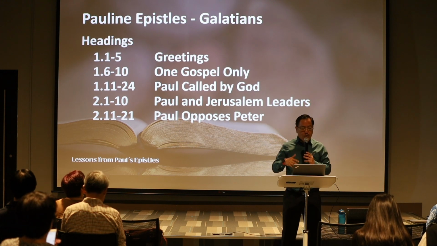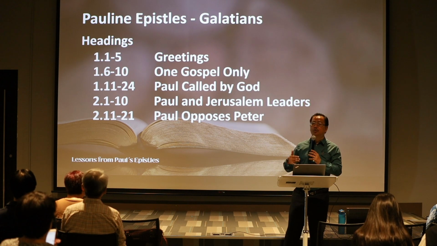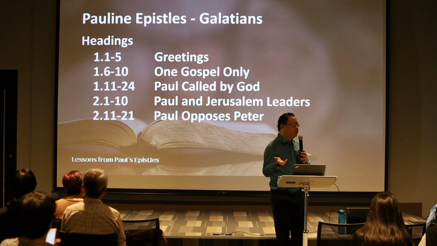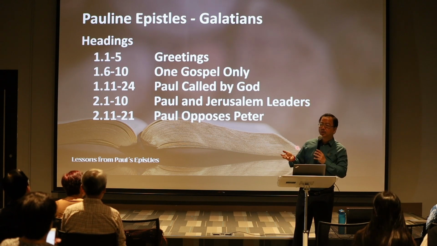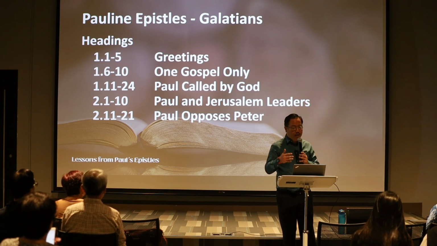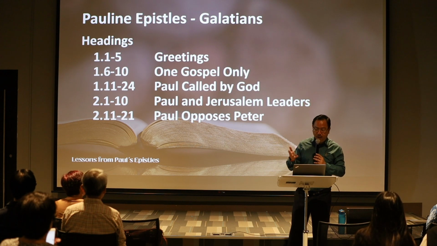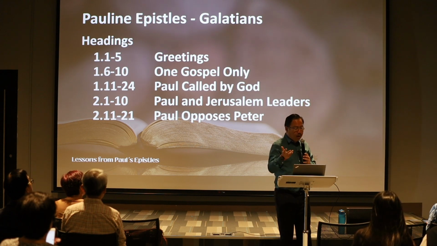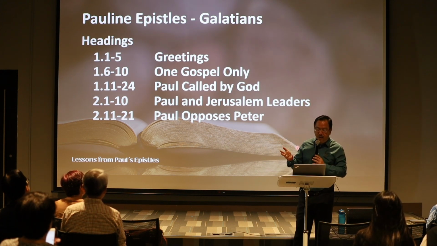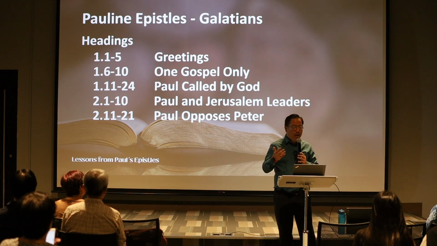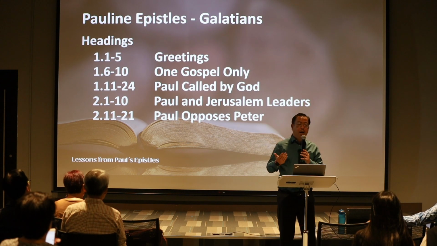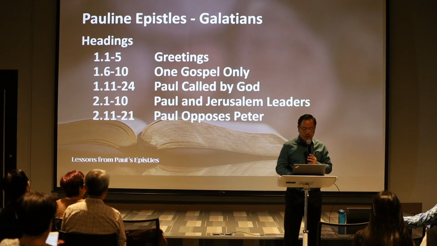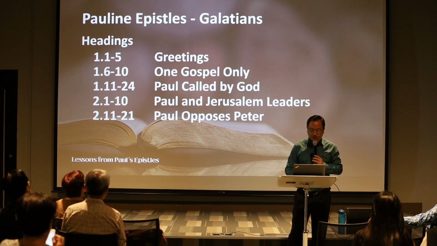And then in chapter 2, verse 1 to 10, he talks about his interactions with the Jerusalem Jewish Christian leaders, Peter, James, John. Because by then, James had already been beheaded. In verse 11 to 21, he talks about his interaction with Peter in Antioch and how he opposed Peter and the different reasons why he did so.